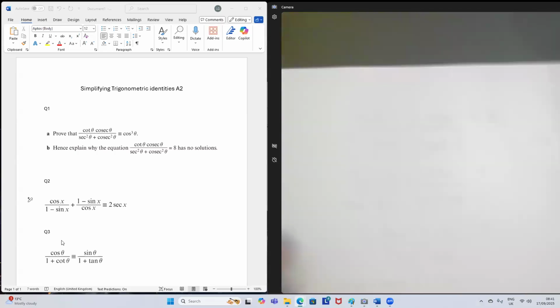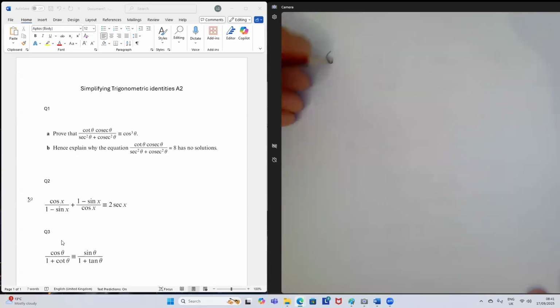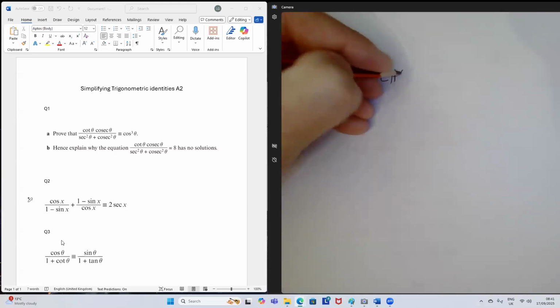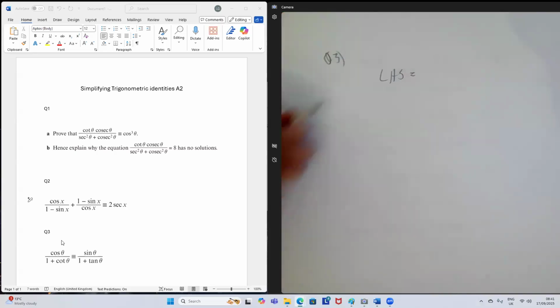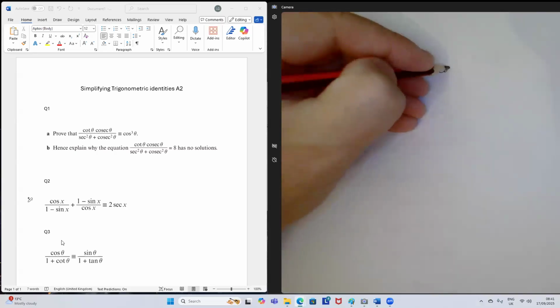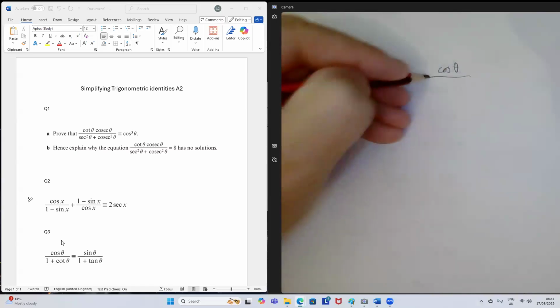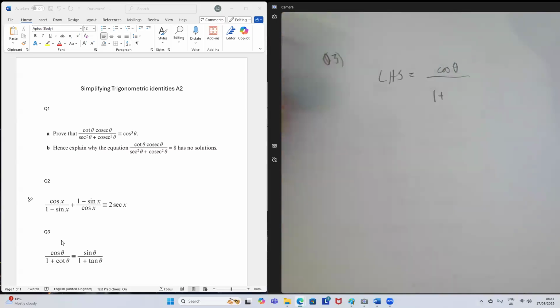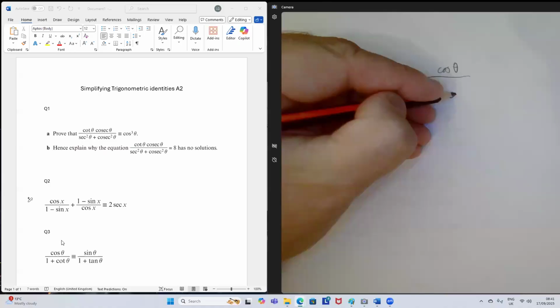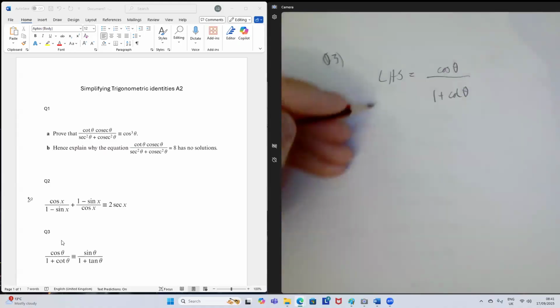Lastly, let's have a look at one more in this video. So question 3, we've got to show that this one, arguably, you could start either with the left-hand side or the right-hand side, but I'll start off with the left-hand side just because a lot of the time it is the left-hand side. Again, there's no right or wrong way. You could equally just start off with the right-hand side and get to the left-hand side. That would be also totally valid.